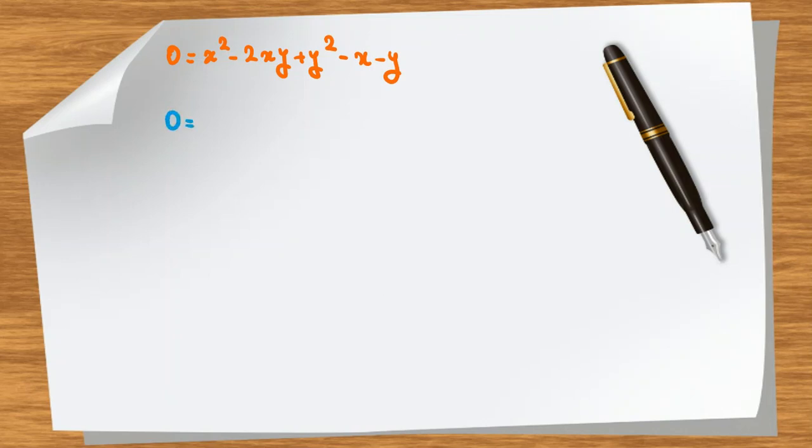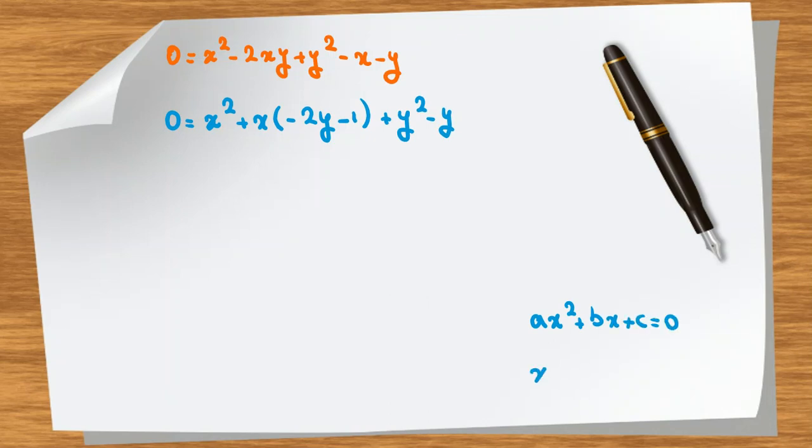Meaning 0 equals x squared plus (-2y minus 1) x plus y squared minus y. And by the quadratic formula, we know that if you have ax squared plus bx plus c equals 0, then x equals -b plus or minus the square root of b squared minus 4ac, all over 2a. You should memorize this.